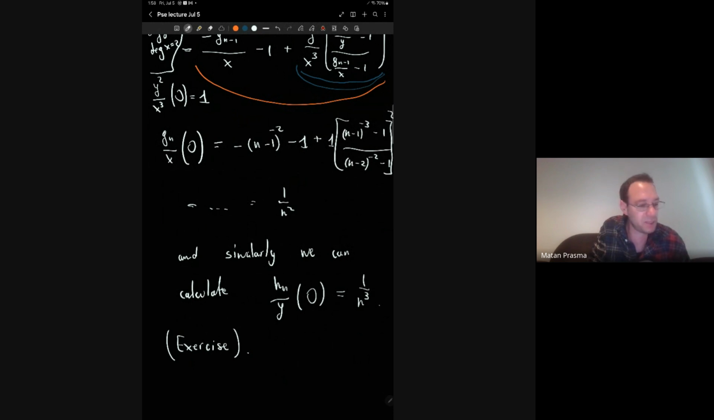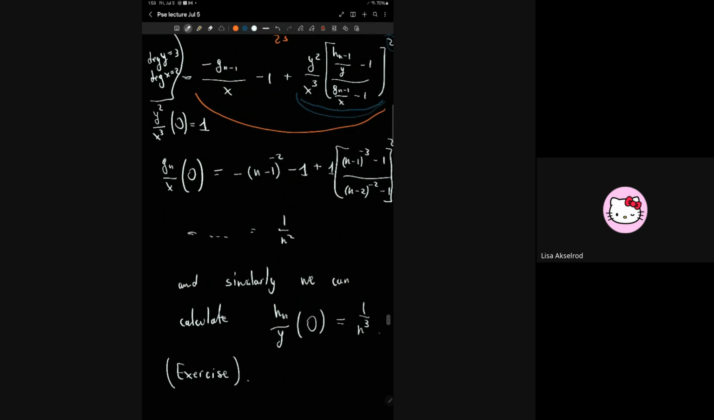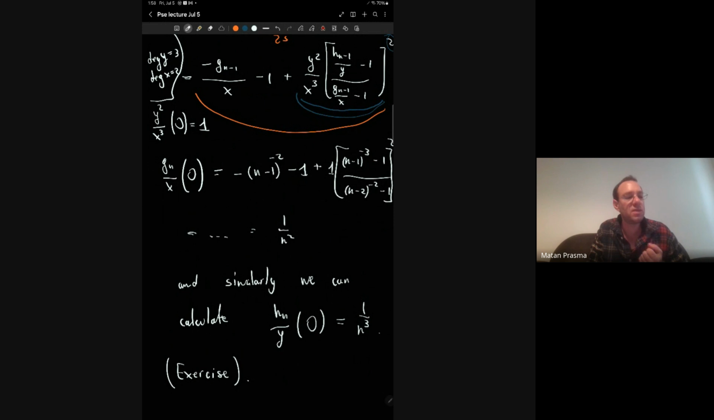Do you have any questions so far? I think I have one more question. Maybe it's simple, but I don't understand. How do you know that by induction Gn minus 1 is n minus 1 to the power of minus 2? Well, this is like induction. You assume that the claim is true. The claim is that Gn divided by x evaluated at O is 1 over n squared.